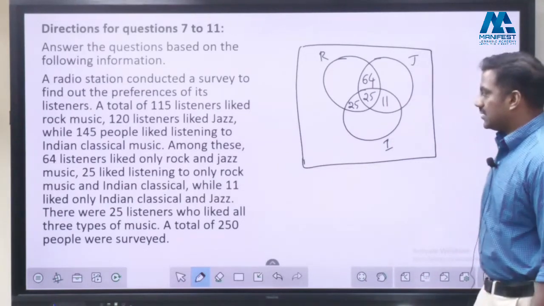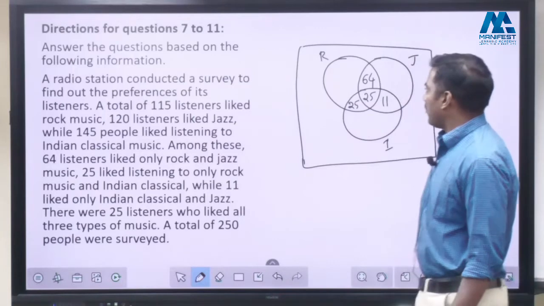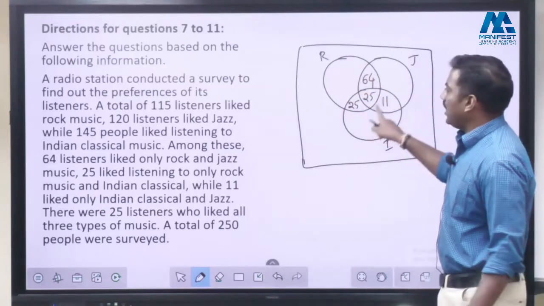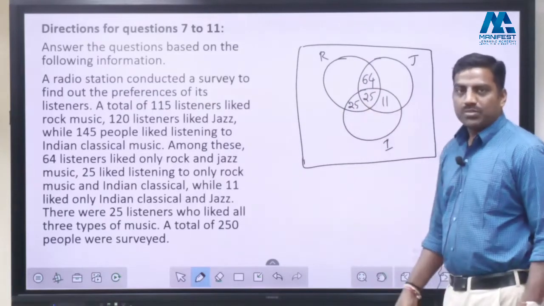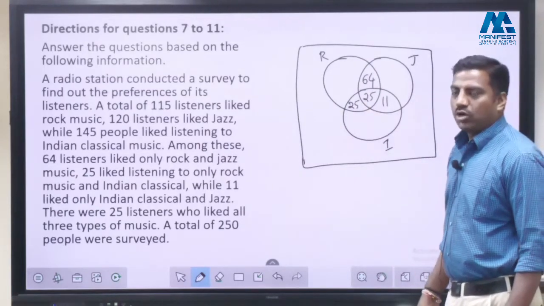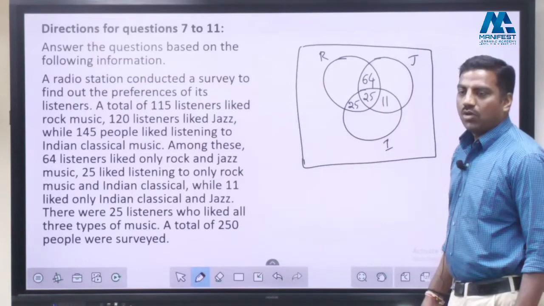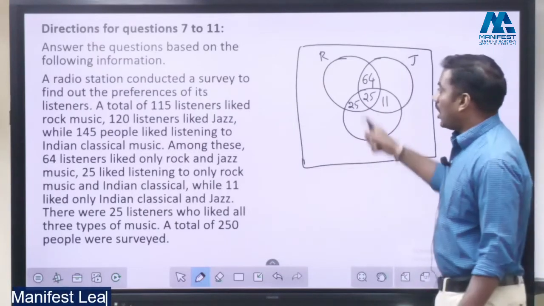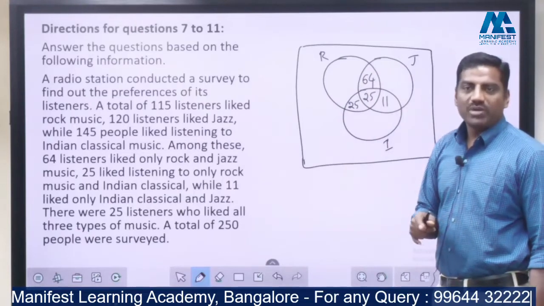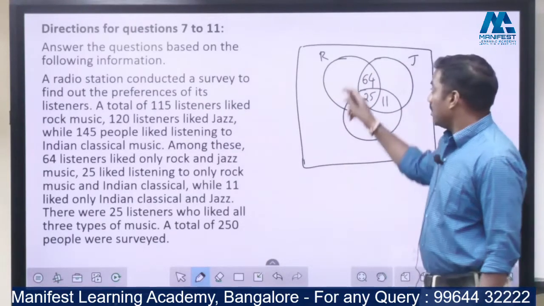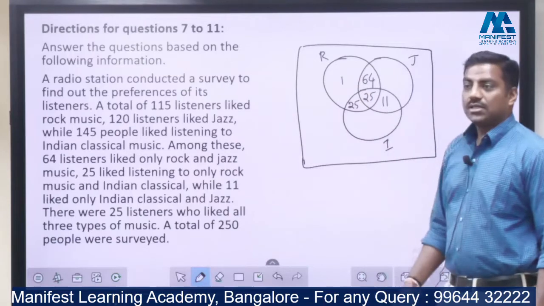Now, first sentence, 115 listeners liked rock. So total this has to be 115. But already we have filled how many? 25 plus 25 plus 64. How many are filled totally? 114. So out of 115, 114 are already filled. So how many are left? 1. There is only one person who likes only rock.